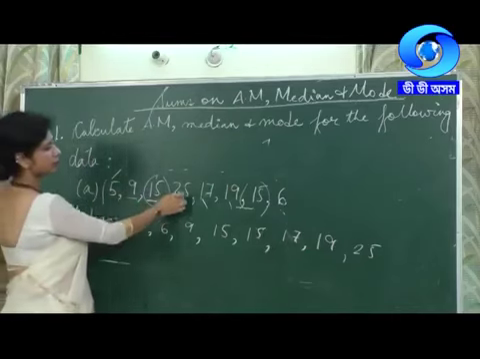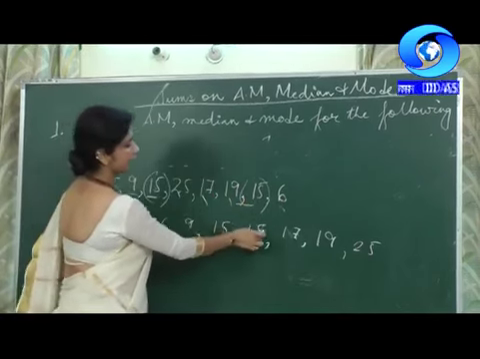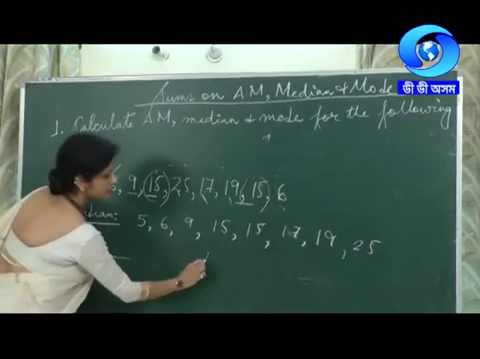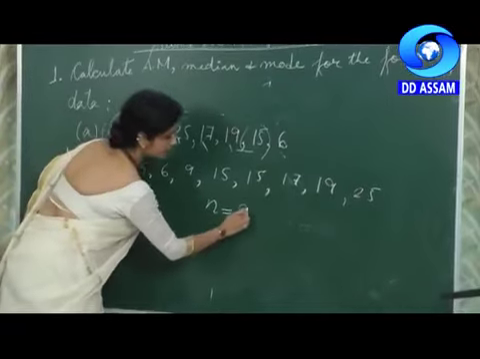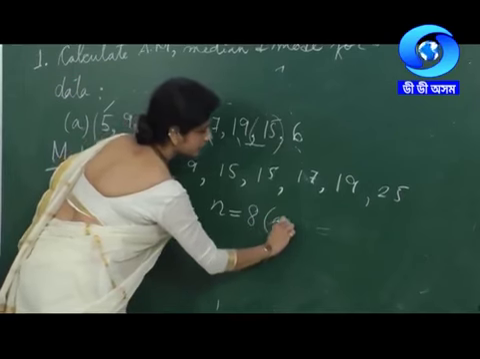1, 2, 3, 4, 5, 6, 7, 8. So we have arranged the numbers, and that is the first step. In the second step, we will write n is equal to 8, which is even.